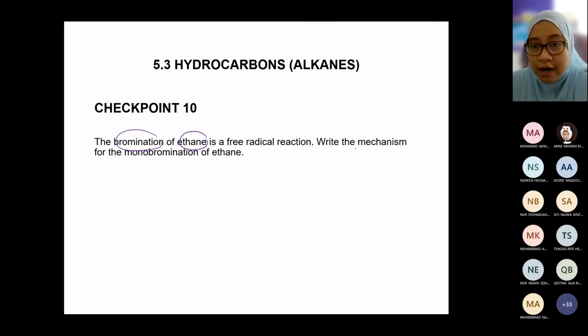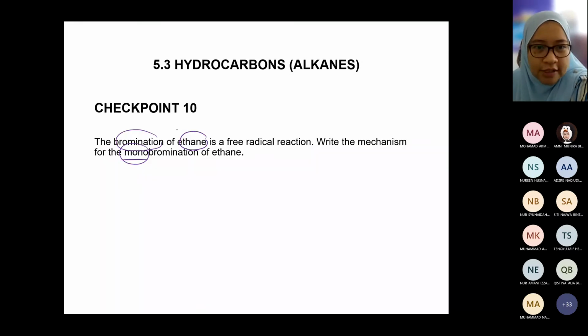So that is called bromination. The question asks to write the mechanism for the monobromination of ethane. That means you just have to show one substitution of the bromine. You don't need to show all the hydrogens, only mono substitution. It means one Br comes in and replaces one of the hydrogens. That is what we call mono. If two Br come in at once, simultaneously, then it is called di-substitution.